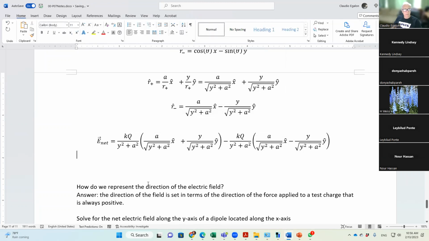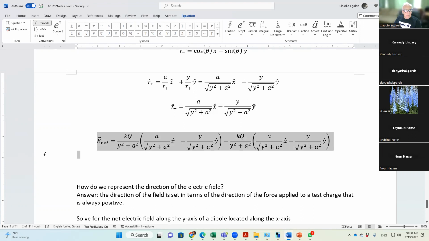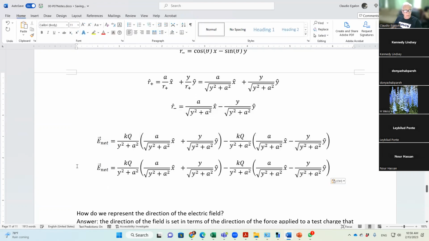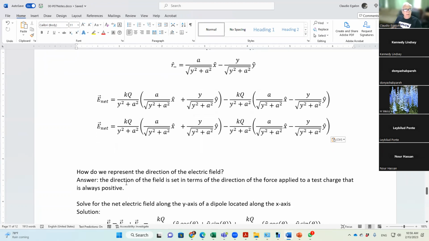Okay. Can we do more than that? 10:58. We're gonna go on a break very soon. Remember, we're doing this just along the y-axis, right? So let's see what we can simplify. Can we simplify something? It looks like we can.